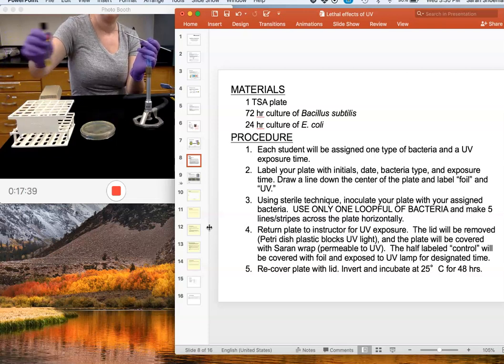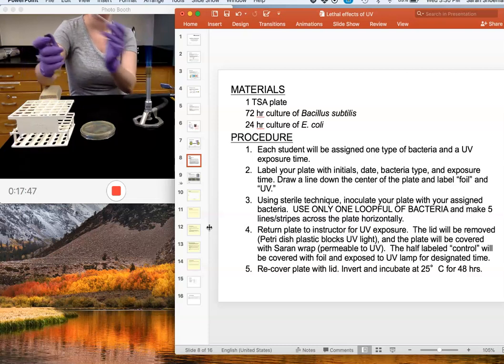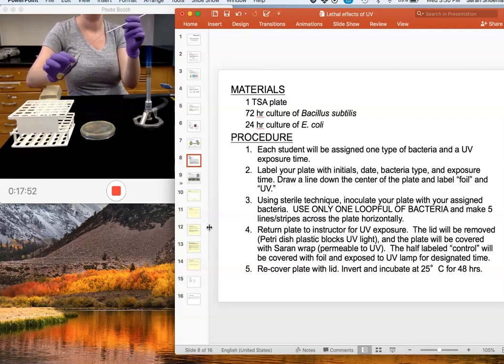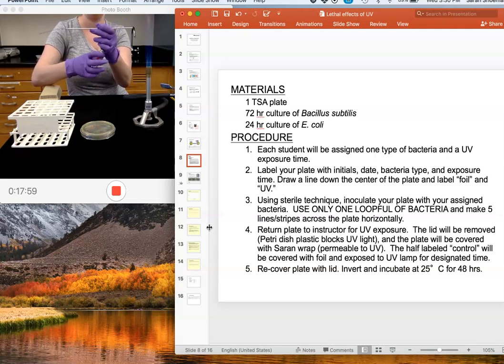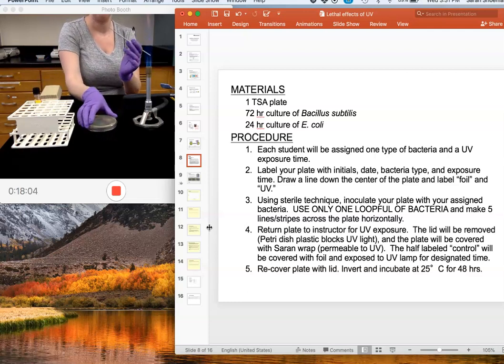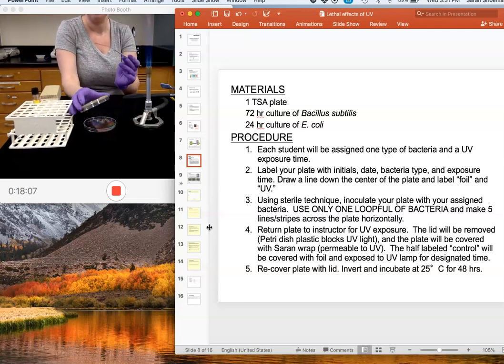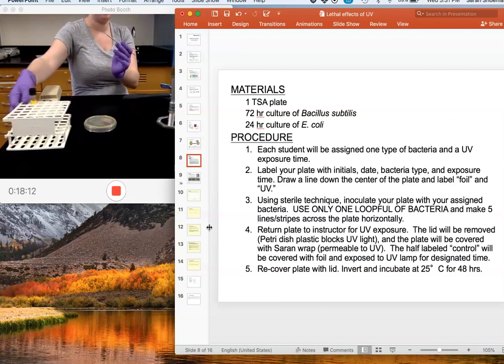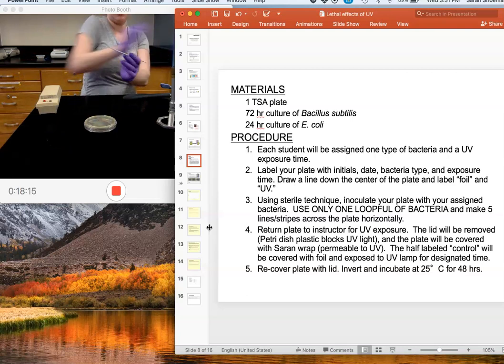I'm going to take my tube and take off the cap, either carefully with one hand, or the easier beginner way to do it is with the pinky of your loop hand. Go in, get a little bit of culture, close up the tube, replace it in the rack. And now we're just going to use that one bit of culture. I'm going to move that out of the way so I can get closer to my camera here.